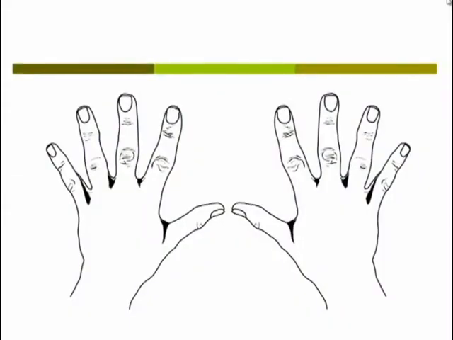So let's start another example. 9 times 7. And as you can see, we're going to use the 10 fingers numbered from 1 to 10 as usual. And we know from now that we need to hide finger number 7.